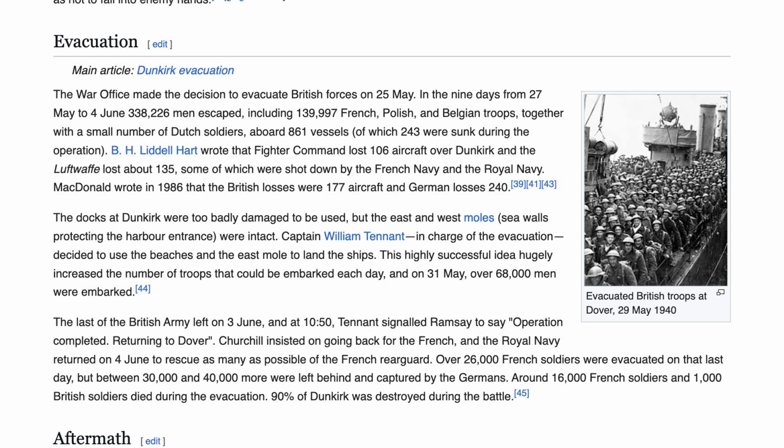The last of the British Army left on the 3rd of June, and at 10:50, Tennant signalled Ramsay to say, "Operation completed." Returning to Dover, Churchill insisted on going back for the French, and the Royal Navy returned on the 4th of June to rescue as many as possible of the French rearguard. Over 26,000 French soldiers were evacuated on that last day, but between 30,000 and 40,000 more were left behind and captured by the Germans. Around 16,000 French soldiers and 1,000 British soldiers died during the evacuation. 90% of Dunkirk was destroyed during the battle.